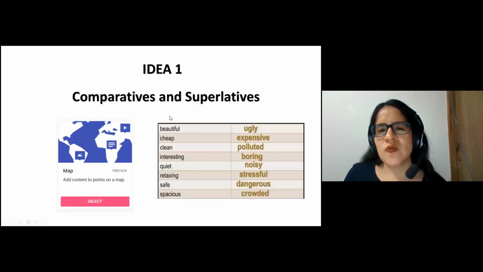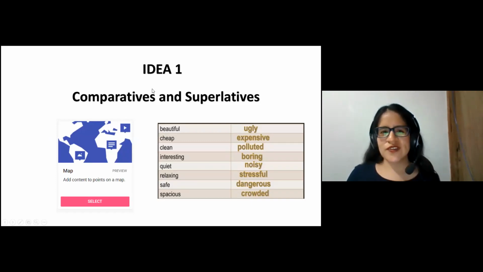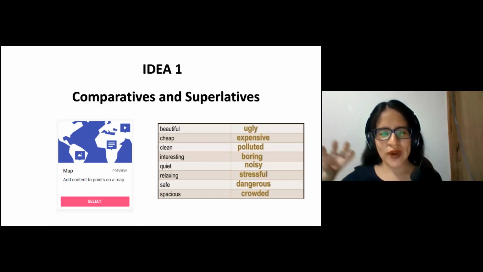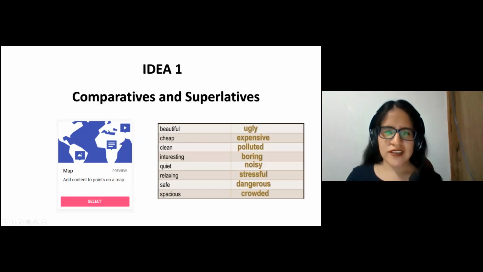Okay, so idea number one is to practice comparatives and superlatives using the map. So let's go to Padlet. The idea here is that you can use it to review and practice, once you have presented the adjectives and the grammar to them. Here the students can put into practice what you just taught them. So let me go to Padlet and show you how to use this one.